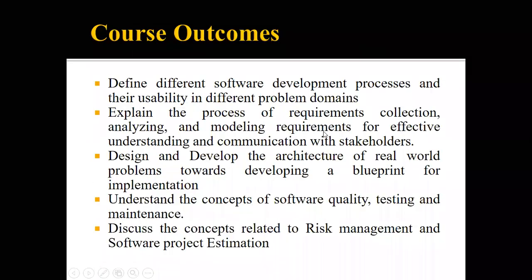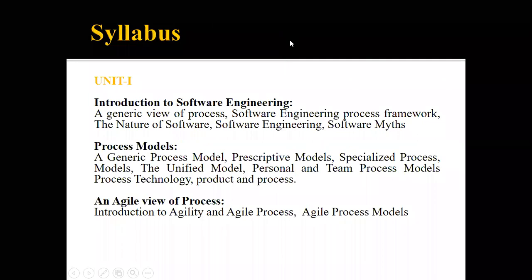Now coming on to the syllabus, this is the syllabus for the first unit. Within the first unit, it is divided into 3 chapters. The first is the introduction to software engineering, process models, and an agile view of process. Now in here, within the first part, we are going to learn the basics of software.